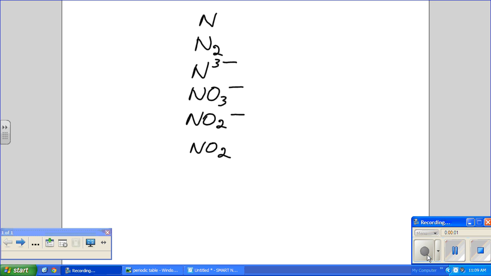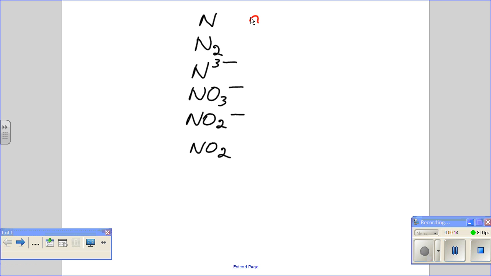When naming a compound, it's very important to keep track of the last couple letters of the name. Let's do an example here. The N at the top is nitrogen. Often we call it atomic nitrogen, because there's just one of them, whereas N2 would be molecular nitrogen.